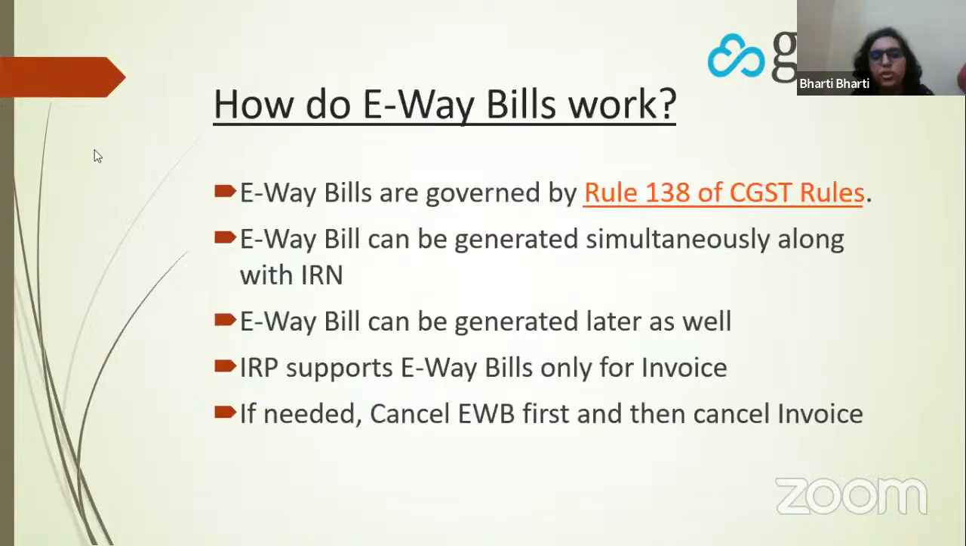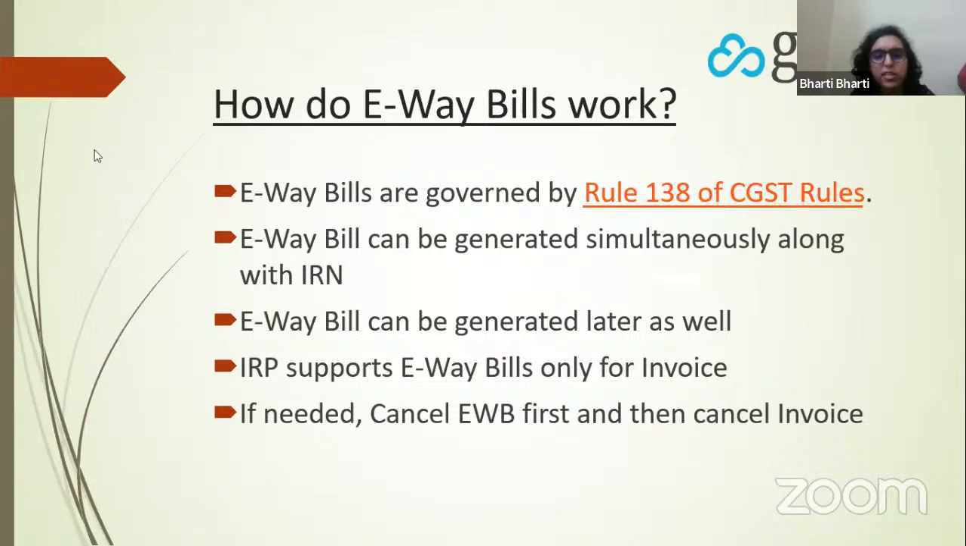How do e-waybills work? E-waybills are governed by Rule 138 of the CGST Rules. E-waybills can be generated simultaneously with IRN. If you provide the e-waybill details along with the e-invoice details, it will get generated simultaneously, or the IRN can be used to generate the e-waybill at a later point of time. So if I'm generating an e-invoice today and I don't want to move the goods today, I'm moving them next Monday, I can use the IRN of the e-invoice generated today and generate the e-waybill on Monday.